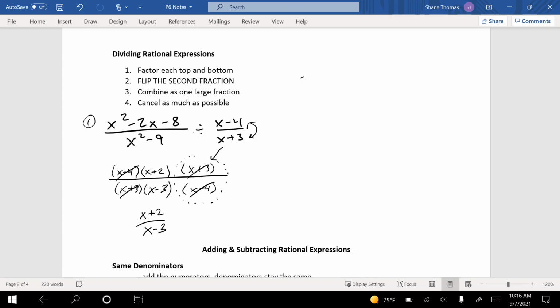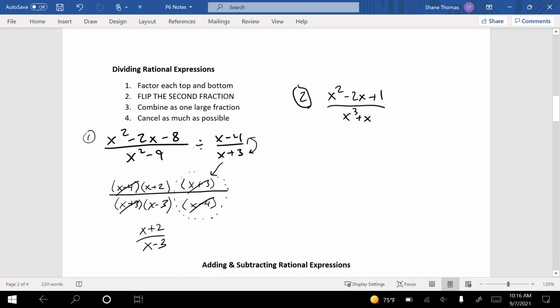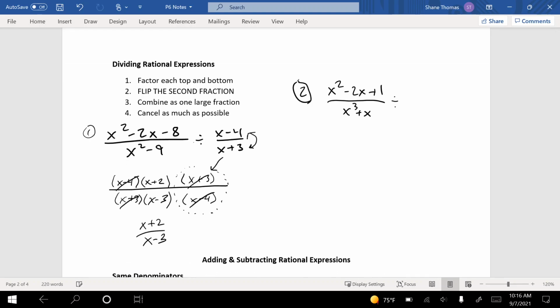Alright. You guys try this one. x squared minus 2x plus 1 over x cubed plus x, divided by x squared plus x minus 2 over 3x squared plus 3. Give that one a shot.